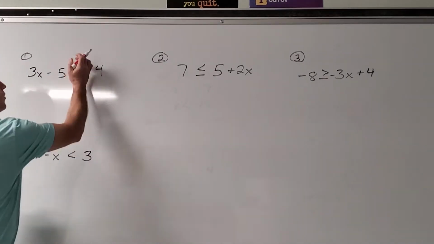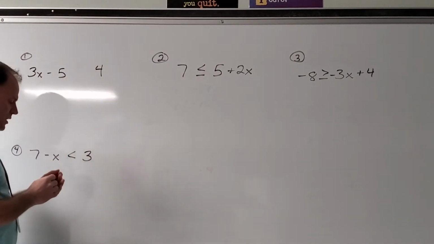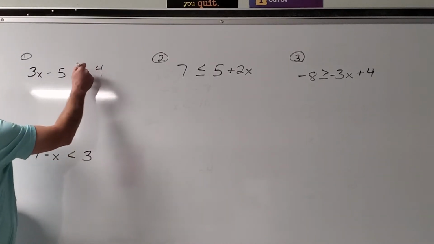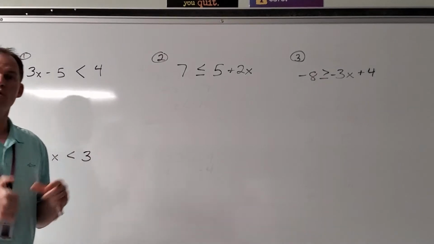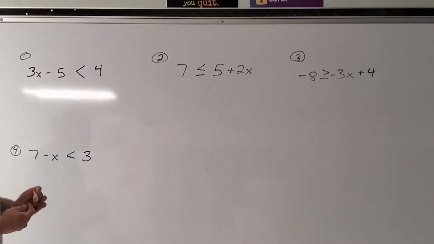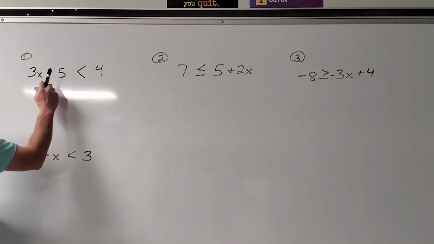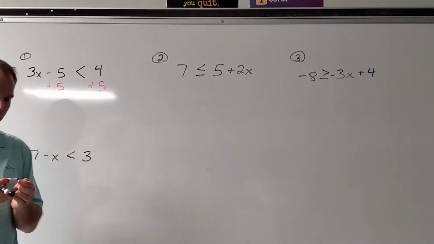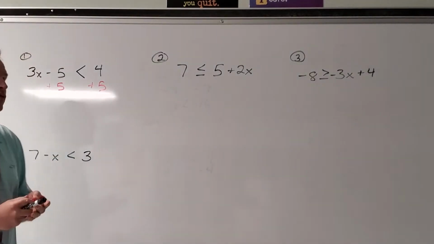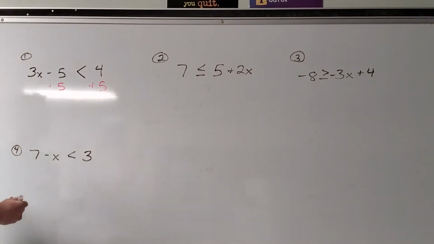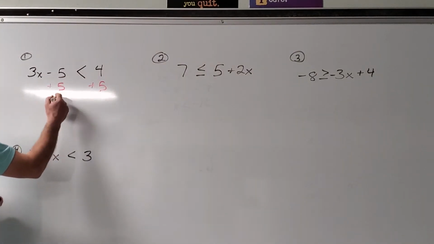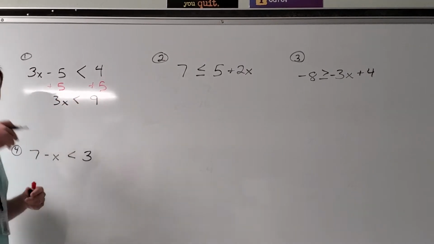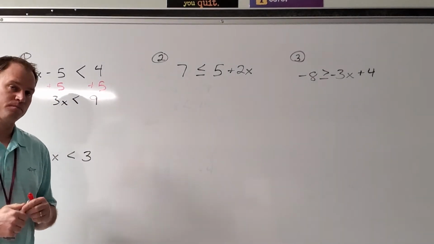All right, so now we're not going to do anything different with the algebra. We just have an inequality in the problem, all right? So you follow the same algebra steps that we did last semester. Add 5 to both sides. Remember, we're trying to get the variable by itself, so we always work the variable side of the problem. Minus 5 plus 5 is 0, leaves 3x, and now you have to finish the problem, all right?